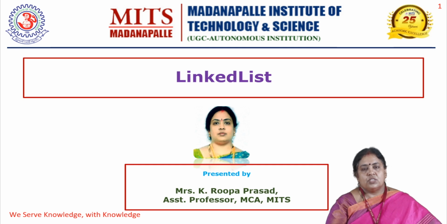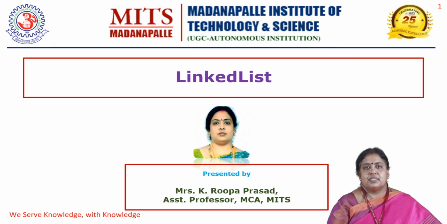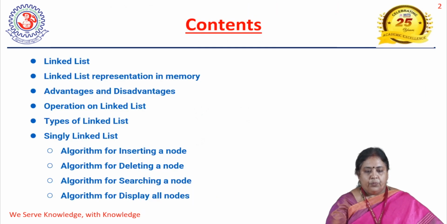So today in the series of data structures and algorithms, we are going to discuss the topic called linked list. First, we see the contents of the linked list. In this one, we are going to discuss the introduction part of linked list. Then we go for how the linked list can be represented in memory. Then we talk about advantages as well as the disadvantages of linked list. Then we go for the operations that could be performed on linked list. Then we discuss the types of linked list. In the types, especially we discuss the single linked list. So in this one, we are going to discuss the 4 algorithms, that is for inserting a node, deleting a node, searching a node, and displaying all nodes.